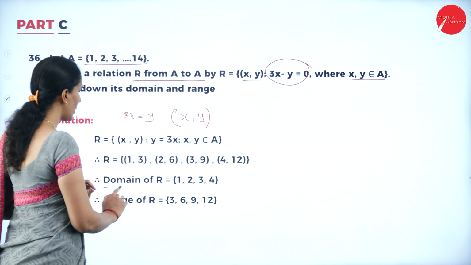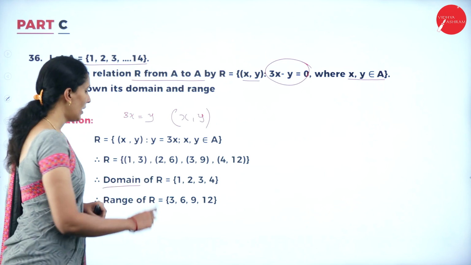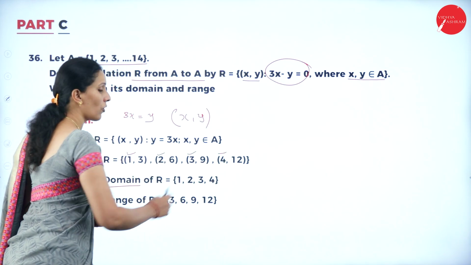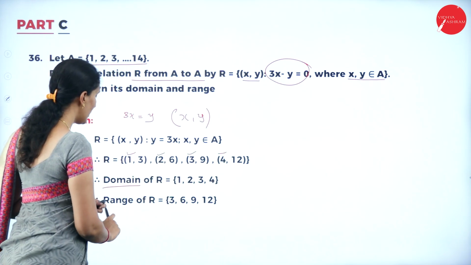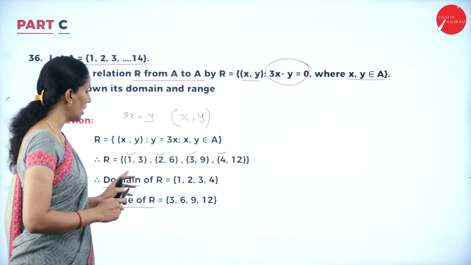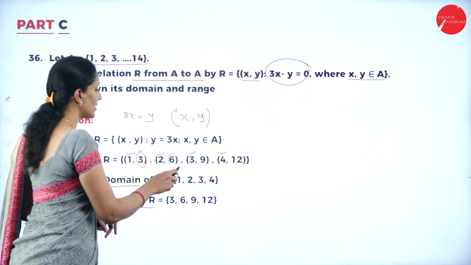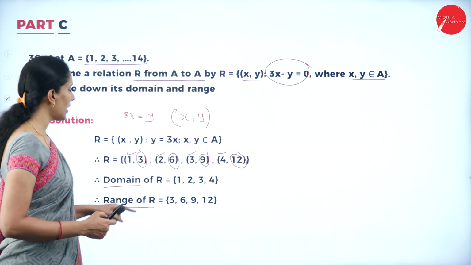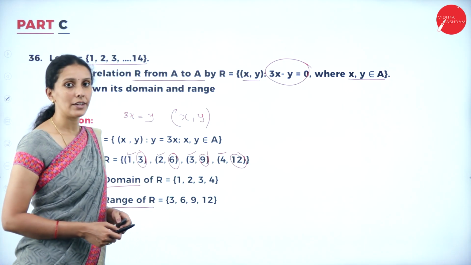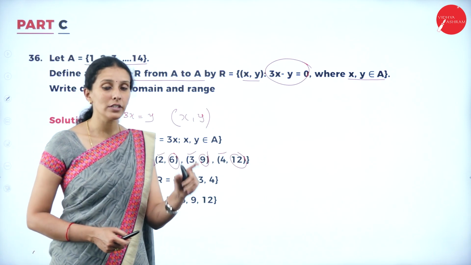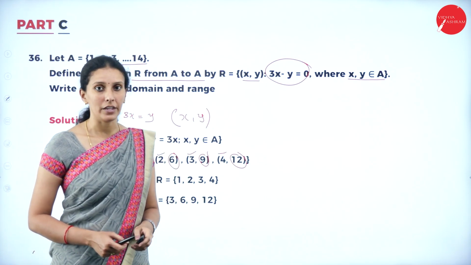So, next we need to find out the domain. What do you mean by domain? The set of all first elements in the ordered pair. So, 1, 2, 3, 4 are the first elements. Next, we will write the range of R. What do you mean by range? The set of all second elements in the relation. So, 3, 6, 9, 12 are the second elements in the set R. Hence, the range is 3, 6, 9, 12. So, this kind of question will be asked, that is writing the relation and finding its domain and range.